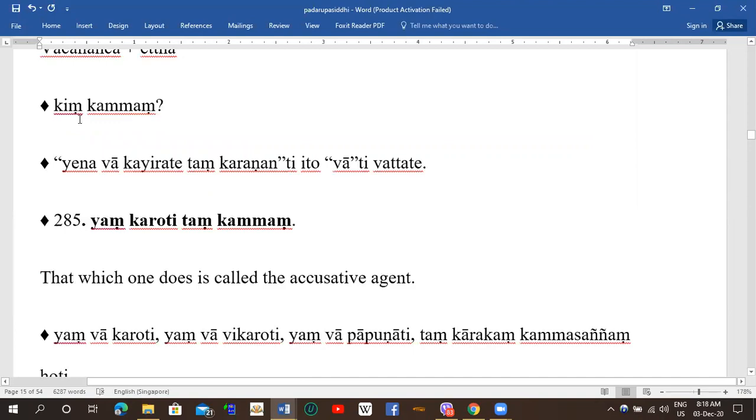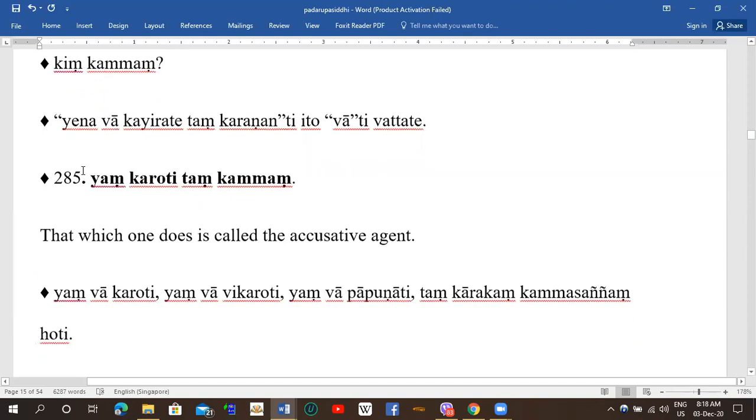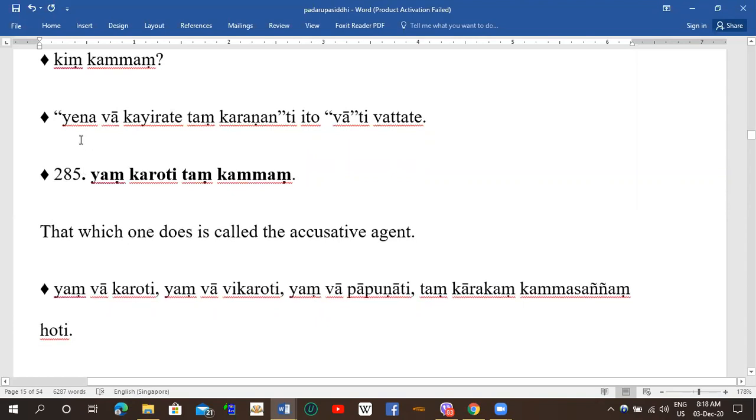Kinkama? What is kama? Yan wa karoti, tan karanati, iti. What is taken from the previous sutta? Previous sutta: yena va kariyate tan karanam. Okay, in the kicchayana, the first sutta is yena va kariyate tan karanam. Next one, yan karoti tan kamam. Okay, the particle va is taken from the previous sutta, yena va kariyate tan karanam.